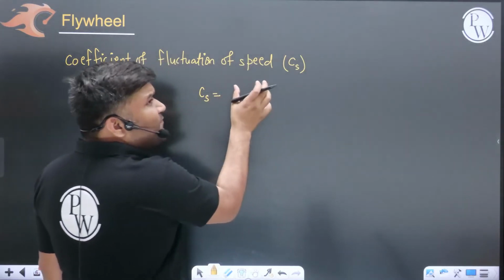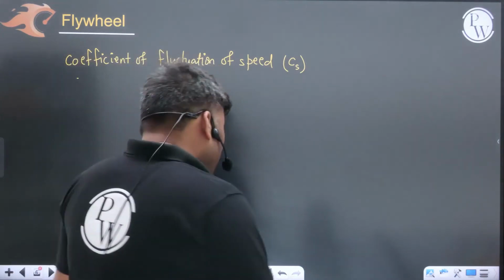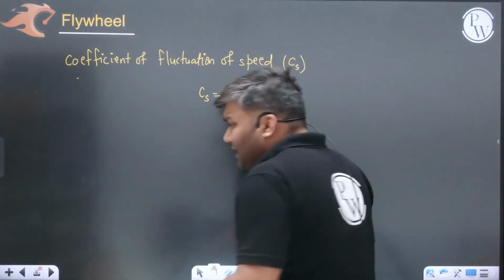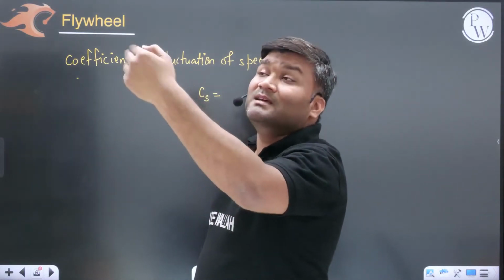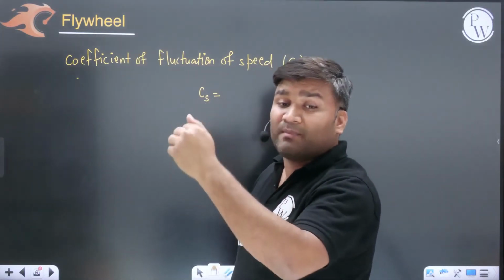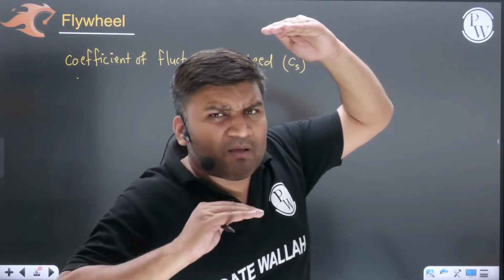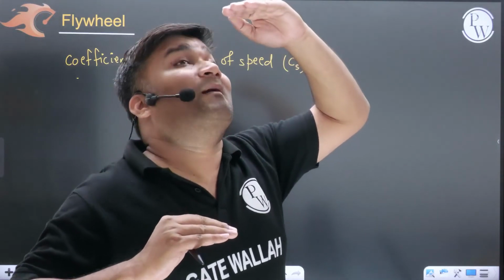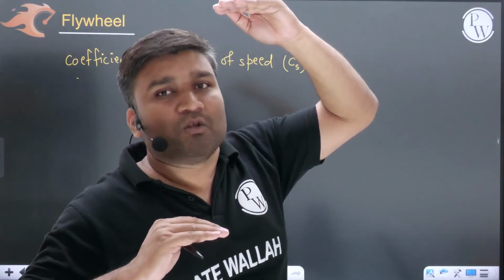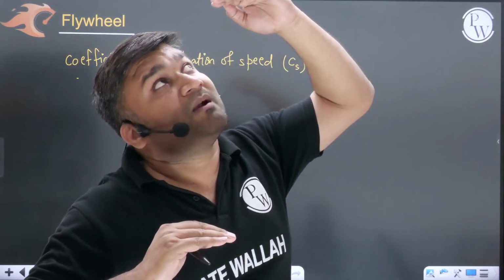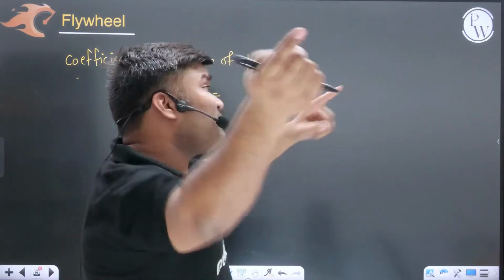Whatever is the maximum fluctuation in the speed during this cycle, the flywheel's speed is going to be sometimes maximum 1, maximum 2, maximum 3. Sometimes it will reduce, minimum 1, minimum 2, minimum 3. So whatever is the highest maximum and the lowest minimum between these, the flywheel's speed is varying between this maximum and this minimum. So this is what is called the maximum fluctuation of speed.